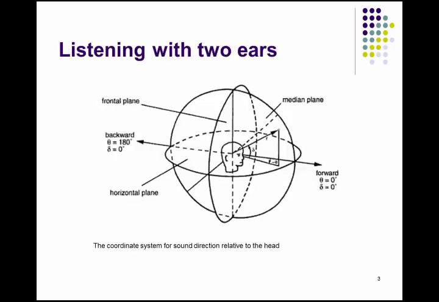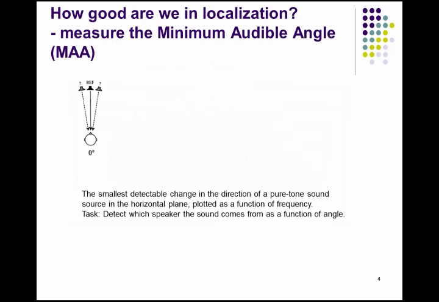Right. Here are some definitions. Listening with two ears. The head is the coordinate system, with the head in the middle and two ears. We've got three planes: the horizontal plane, where we can localize, the frontal plane, and the medial plane. What we're interested in is two angles. Every sound source can be described by two angles: one in the horizontal plane, which we call the horizontal angle or azimuth, and one usually in the median plane, how high it is above the horizon, which is called the elevation. These two are completely different in how we measure them, and that's why we treat them differently as well.